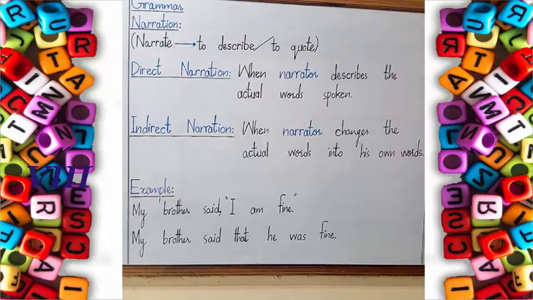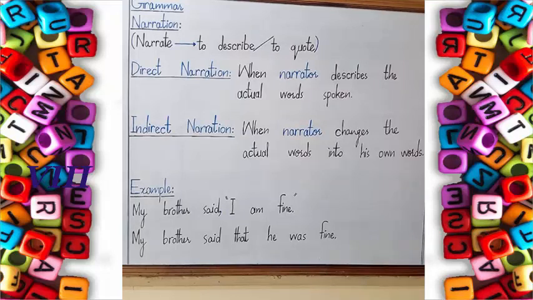So this is the difference between direct narration and indirect narration. The first sentence and example is direct narration, where you did not make any changes to the actual words of your brother. And the second sentence, my brother said that he was fine, is an indirect narration where you made changes in the actual words of your brother, in your own words. So this is the process. This is called direct narration and indirect narration.